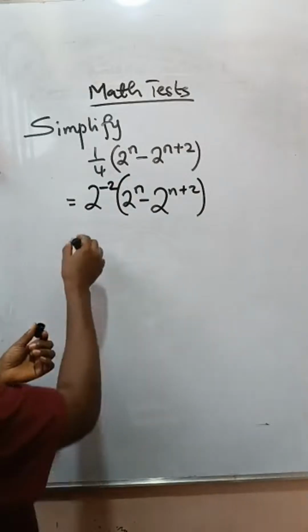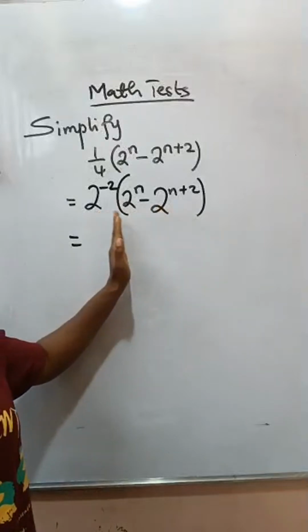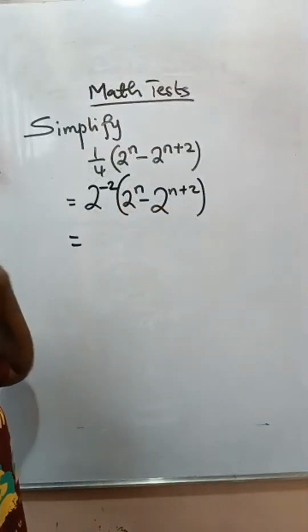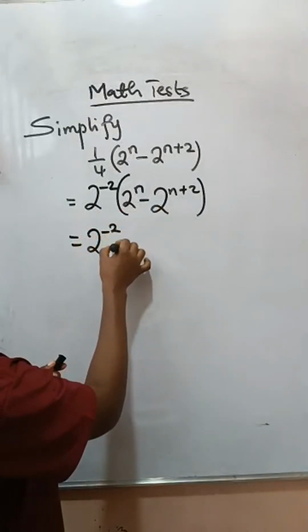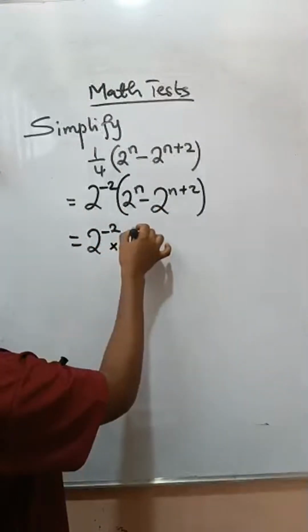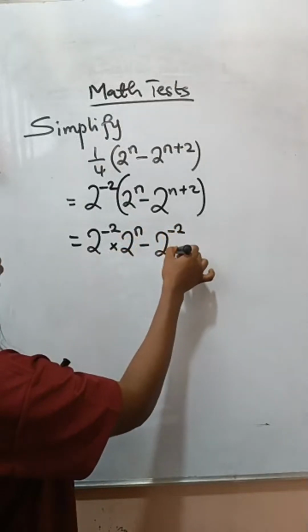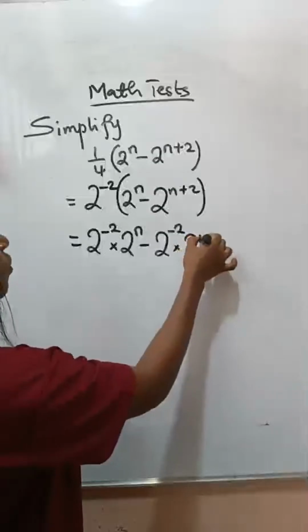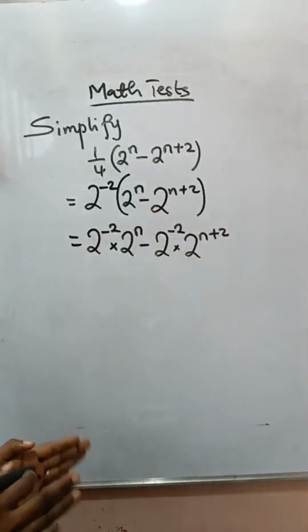Now, we go further to multiply. So let's multiply the bracket. If we do that, we have 2 to the power of minus 2 multiplied by 2 to the power of n, minus 2 to the power of minus 2 multiplied by 2 to the power of n plus 2. That is the next step.